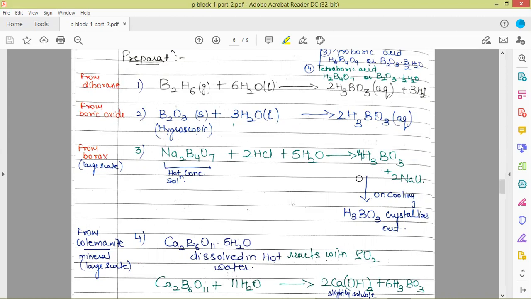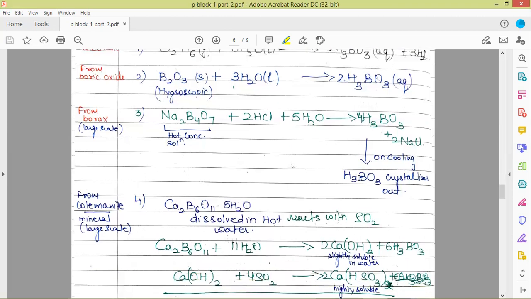This is also prepared on a large scale from borax. A hot concentrated solution of borax is used. It is treated with HCl in the presence of water. So we get boric acid and NaCl, and on cooling it gives us H3BO3. The boric acid crystallizes out and we get pure H3BO3.